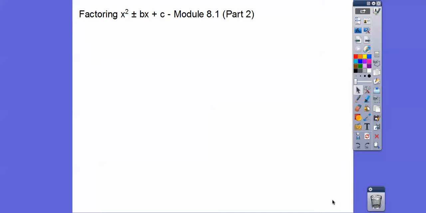Hey everybody, this lesson is factoring x squared plus or minus bx plus c. So this could be x squared plus bx plus c or x squared minus bx plus c. And this is when there's nothing in front of the x squared. So it's a 1x squared, okay?